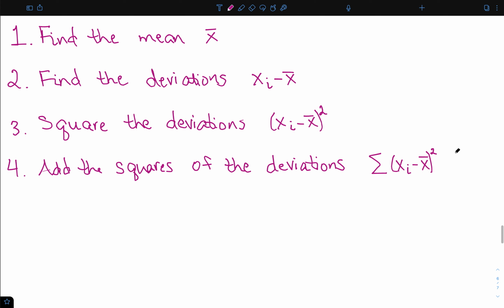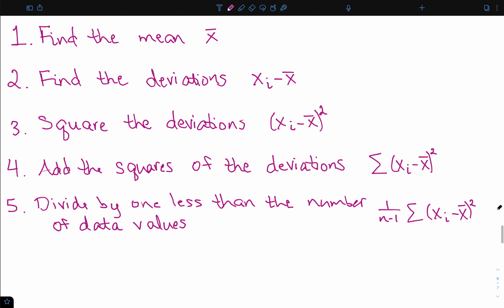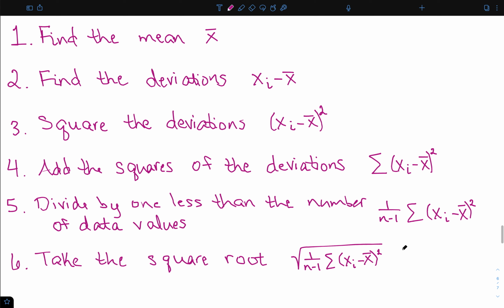Next, we'll add the squares of the deviations. So step 3 has a bunch of numbers and we just need to add up all of those numbers. We then divide by 1 less than the number of data values, or n minus 1. And this is the variance. At this point, we do have the actual variance. Finally, we take the square root to get the standard deviation.